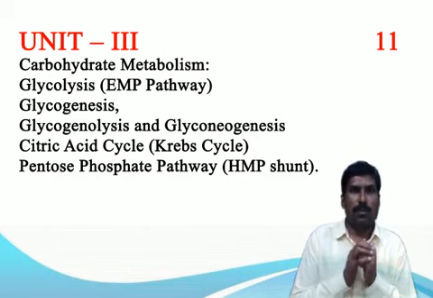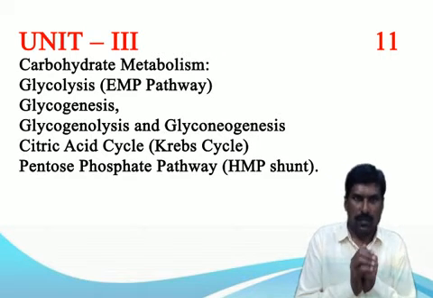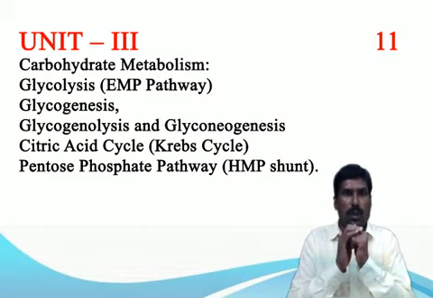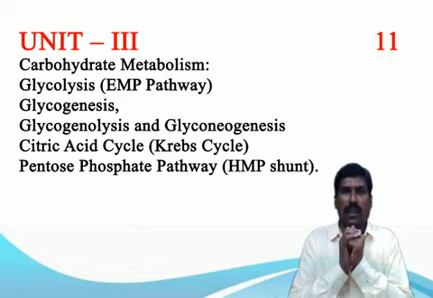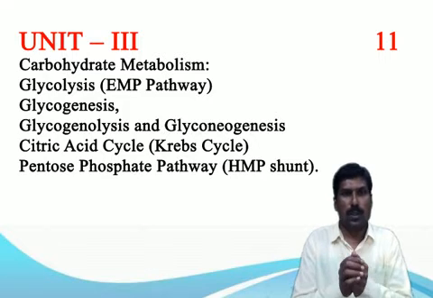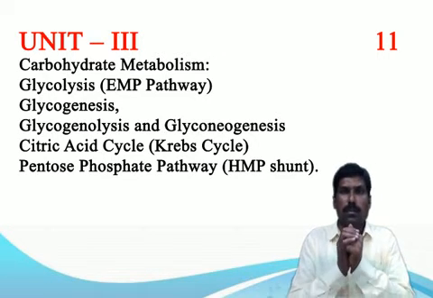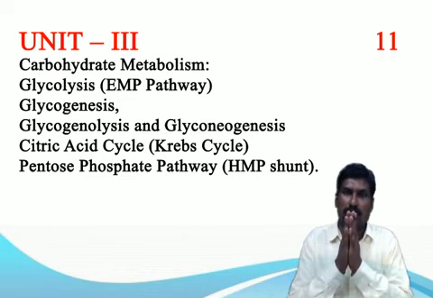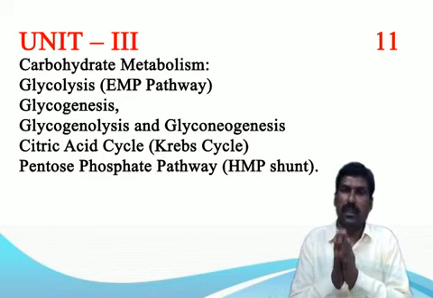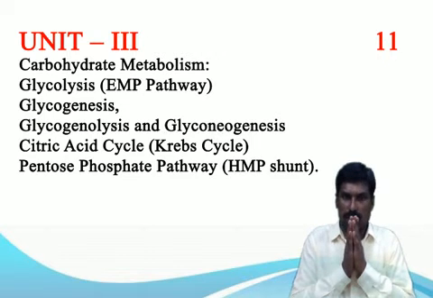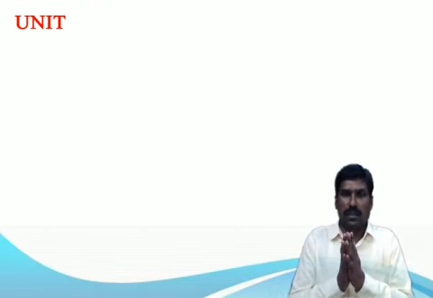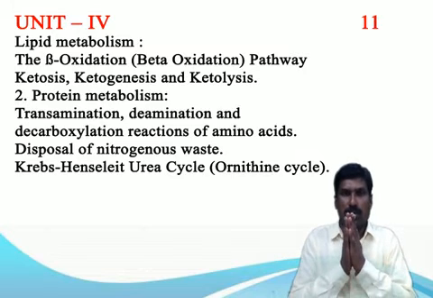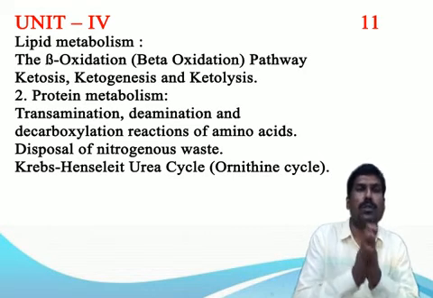Then pentose phosphate pathway. The pentose phosphate pathway is also called the phosphogluconate pathway and the hexose monophosphate shunt. It is a metabolic pathway parallel to glycolysis. It generates NADPH and pentoses, as well as ribose 5-phosphate, a precursor for the synthesis of nucleotides.